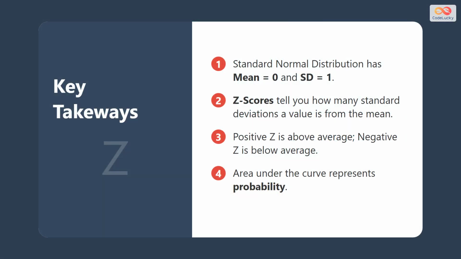To summarize, the standard normal distribution is a bell curve with a mean of 0 and a standard deviation of 1. Z-scores allow us to standardize and compare different datasets. Remember, the sign tells you if you are above or below average, and the value tells you the distance in standard deviations. Finally, the area under this curve helps us calculate precise probabilities.